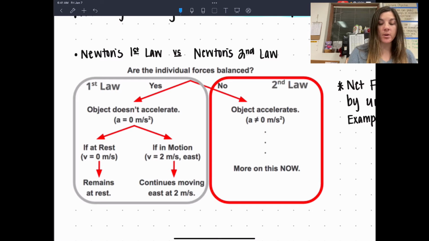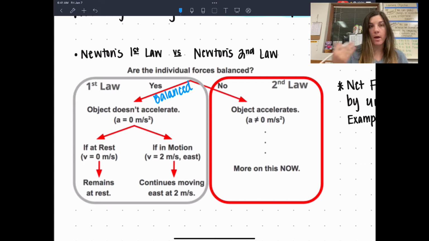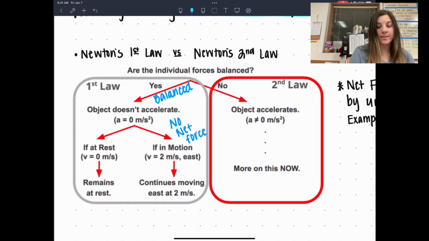If an object is experiencing forces that are balanced, that means that all of the forces that it's experiencing are being balanced out by one another. So in other words, there's no net force. In an instance where an object is experiencing no net force, it is not going to accelerate. In other words, it's going to stay at rest or it's going to stay in motion at a constant velocity.